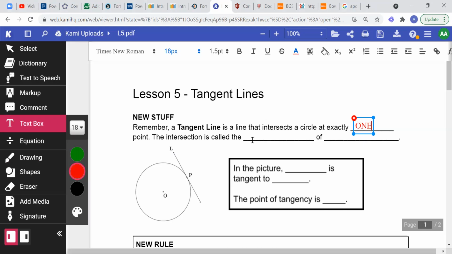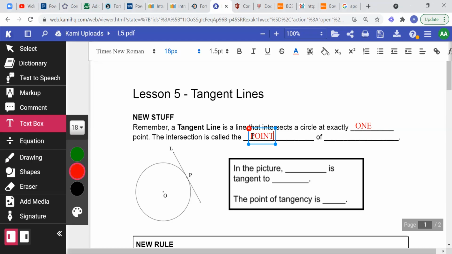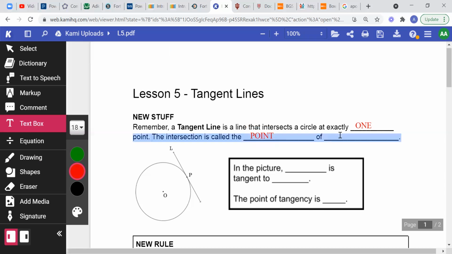And what is the point of intersection called? What do we call it? The point P here. The point of tangency. Okay, point of tangency. That was beautiful.